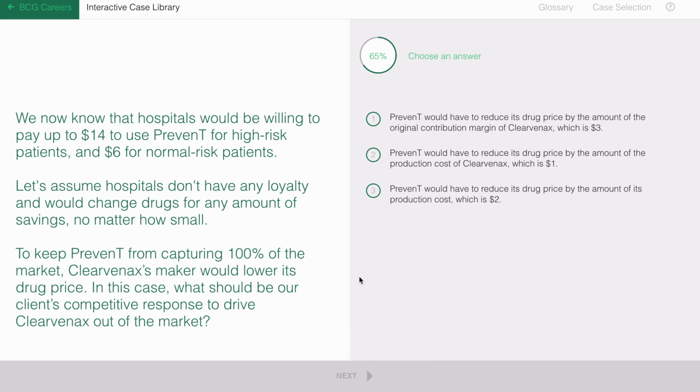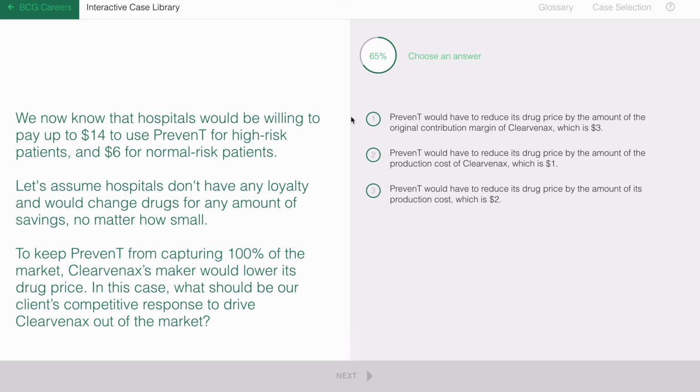So here we're talking about the competitor lowering their drug prices, which would make hospitals more likely to purchase from them because they are getting more economic value from their drug at a lower price. So our client with Prevent-T would then need to lower the drug price by the same amount Clearvanax is lowering in order to make the hospitals purchase the drug. So let's see our answer choices here.